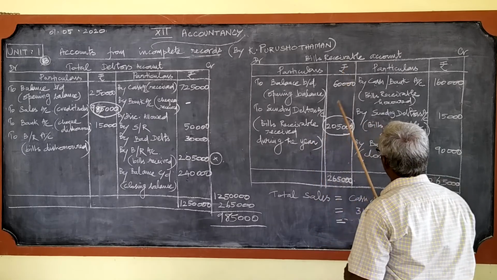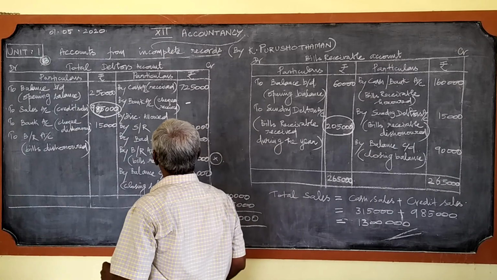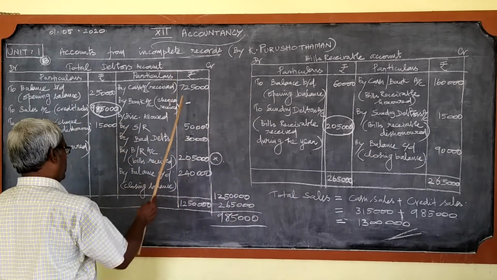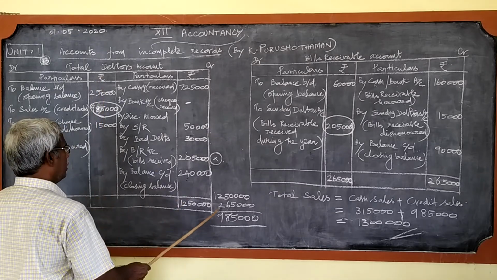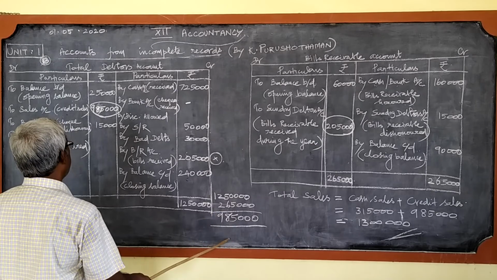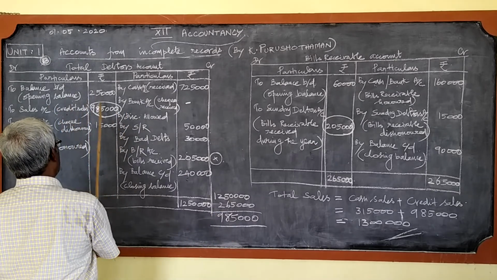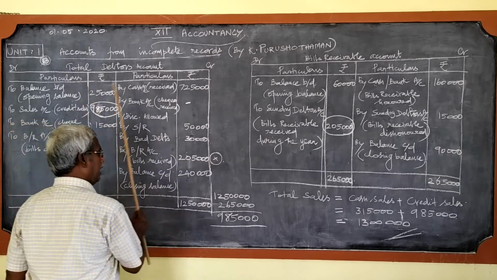After finding this value, you substitute it here. Bills receivable received. After writing this here, find the total of credit, 12,50,000. Total of debit side is 2,65,000. Find the difference. That balancing figure will be the sales, otherwise called the credit sales, 9,85,000, and 9,85,000 can be written here.